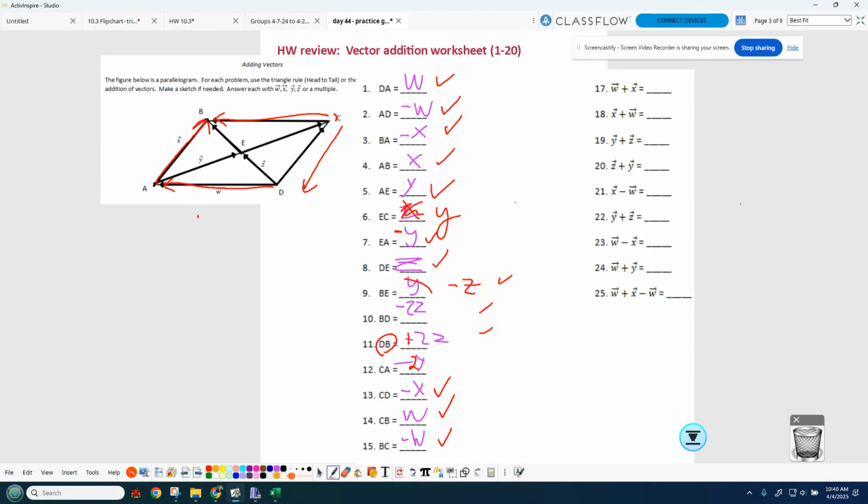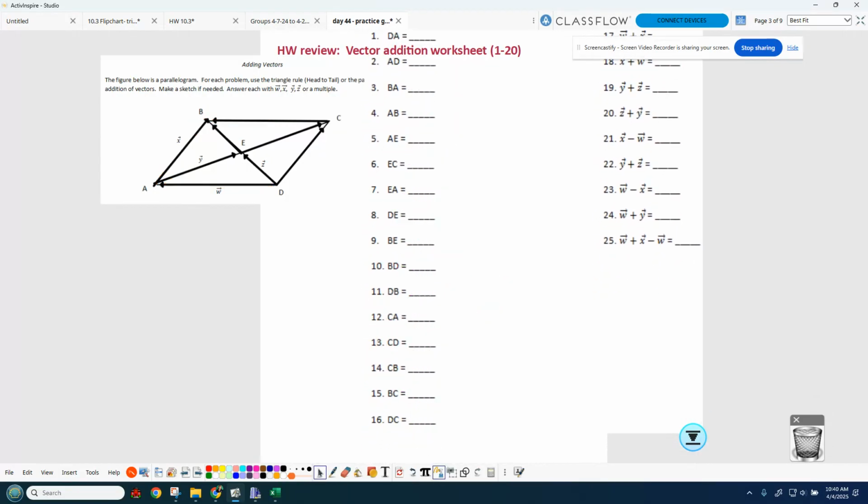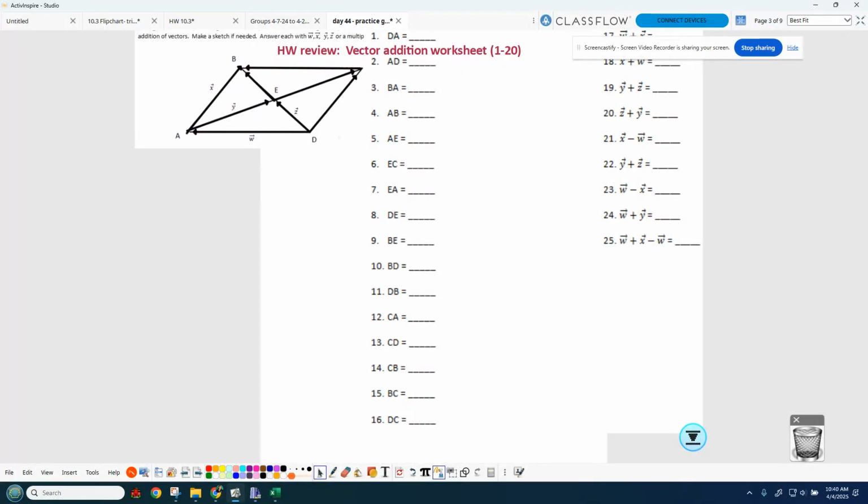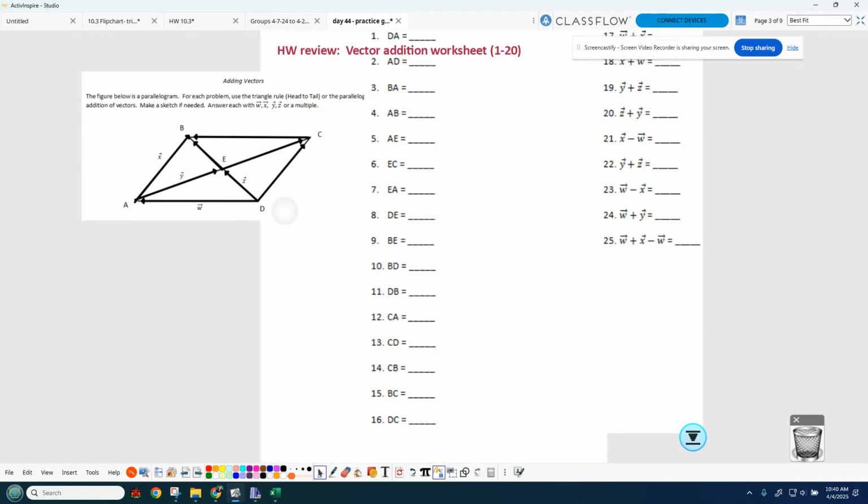Sorry? Oh, 16 is off the screen. What is 16 asking us? D to C. D to C looks like X. Okay?